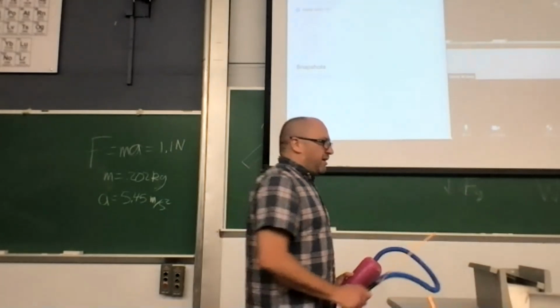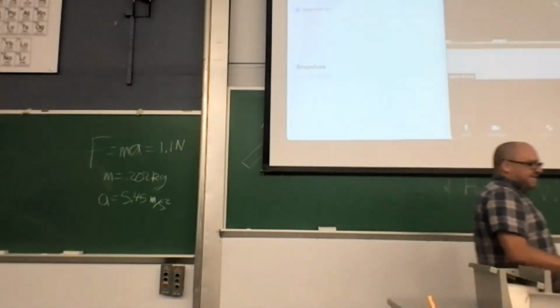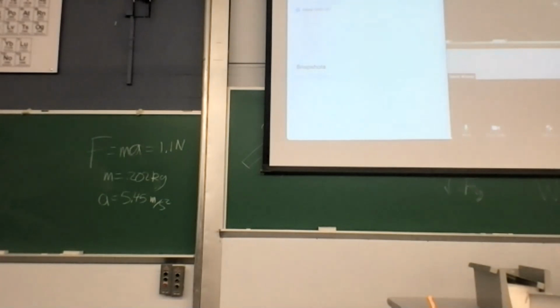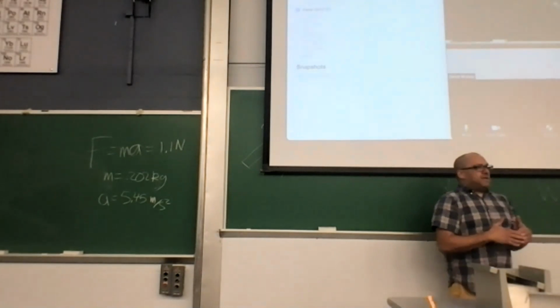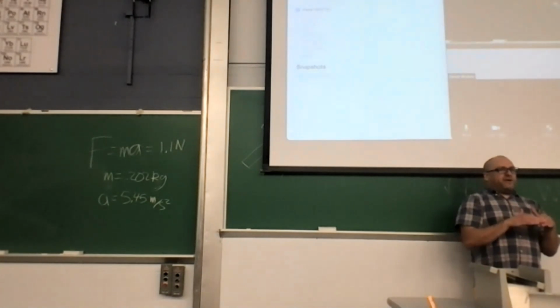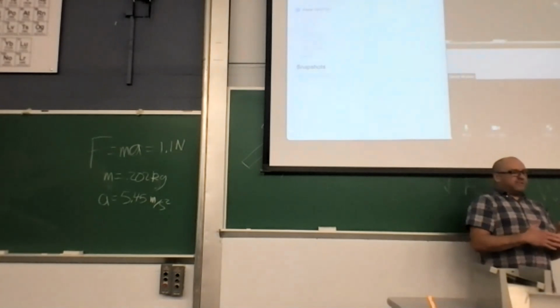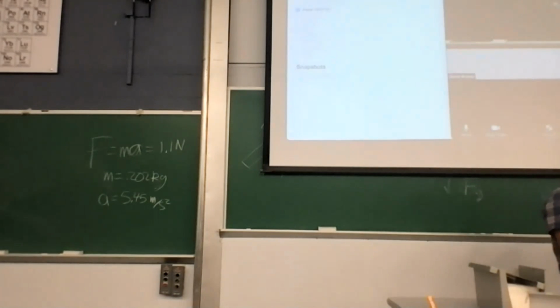So when these things are sliding across each other, this frictional force is coming from electrons that are interacting through the electrostatic force, and they're repelling each other.